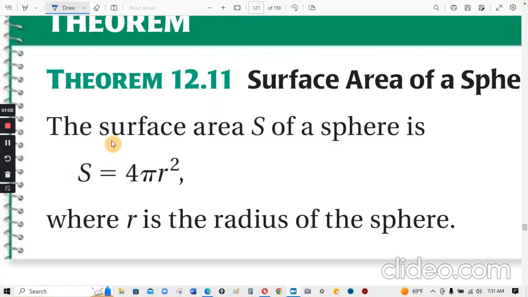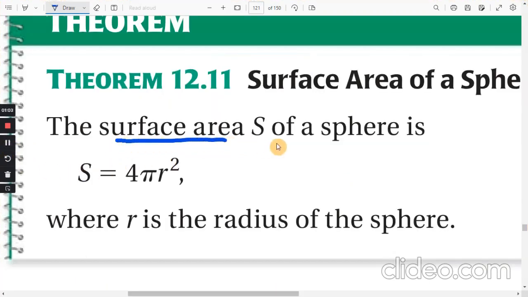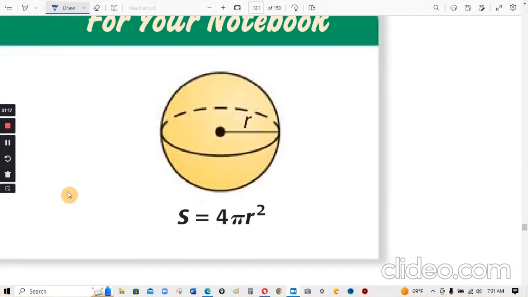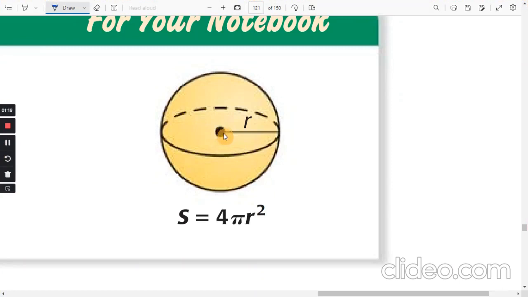Okay, so the surface area, S of a sphere, is 4 pi r squared. So this is the formula for the surface area of a sphere, 4 pi r squared, where r is the radius. All right, so pretty simple diagram. We have the sphere and we have its radius r. Surface area is 4 pi r squared.